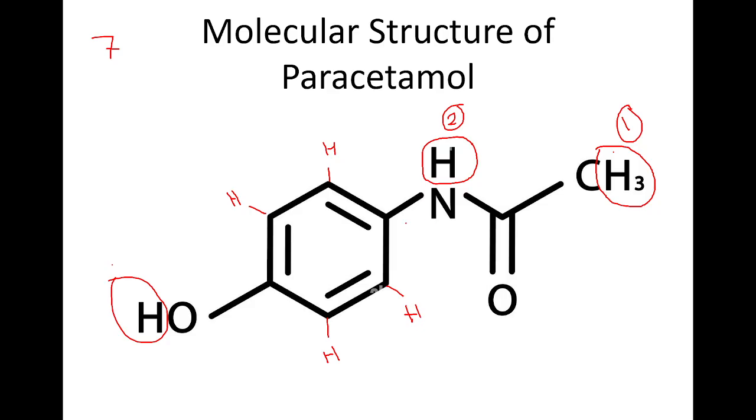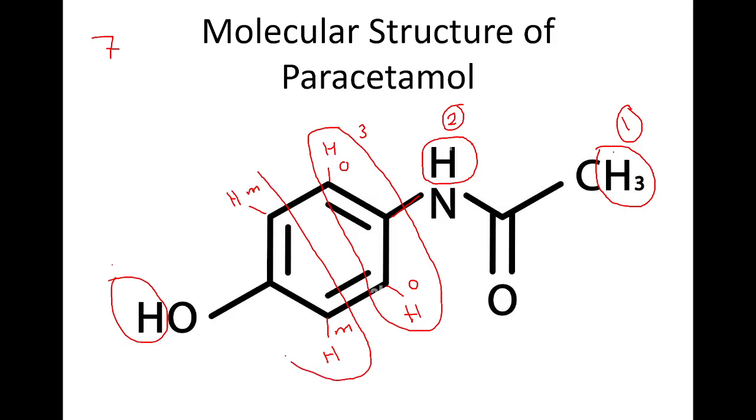Okay, this group here. Next to it is ortho, right? And this one is meta, right? And if we go back that way, this is ortho and this is meta. So these two are equivalent. So that is number 3. Meta, these two are equivalent as well. So that is number 4.